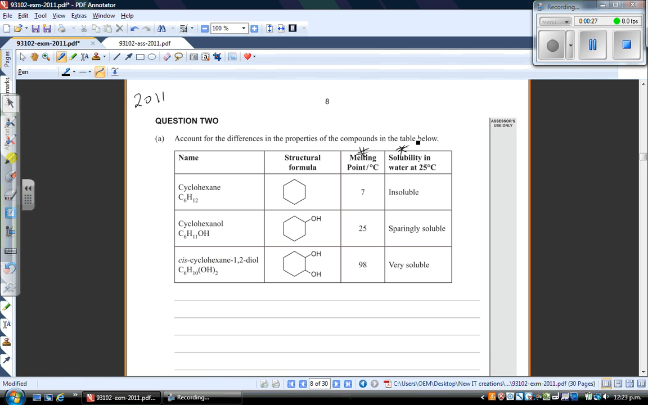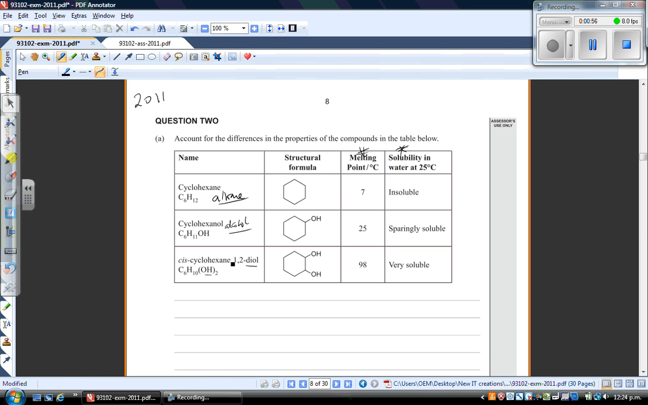And the question is, part A, account for the differences in the properties of the compounds in the table below. So the 3 compounds are given. The 3 compounds are cyclohexane, which is an alkane, so pure hydrocarbon. The next compound is cyclohexanol, which is an alcohol. And then you have cis cyclohexane 1,2-diol. So this is a diol and has 2 OH groups on it.